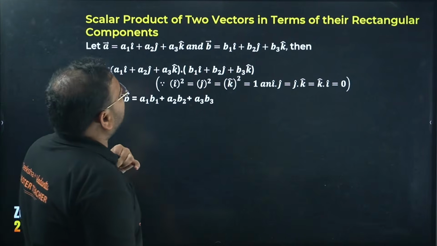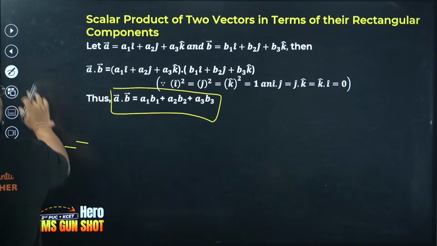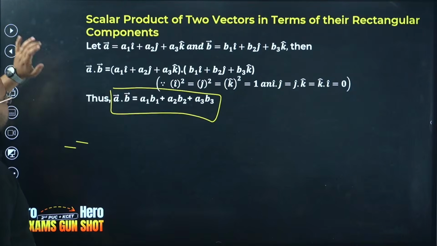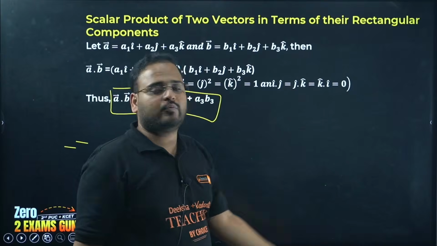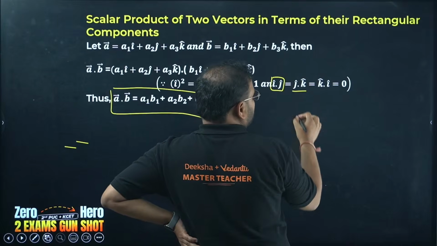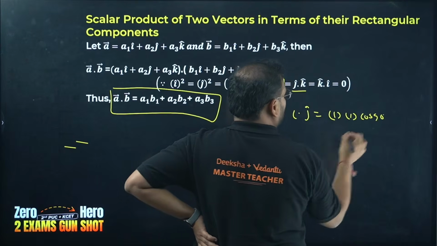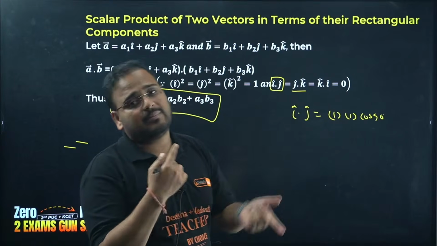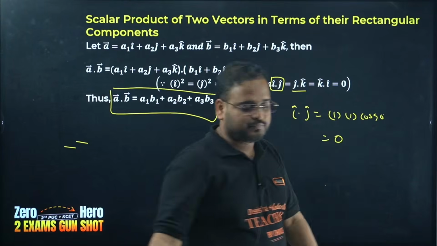Scalar product of two vectors in terms of their rectangular components, already taught you guys. Right now, check here. This is explained already, right? Because you know i dot i is 1, j dot j is 1, and k dot k is also 1. If you go with i dot j or j dot k, it will be 0, because i dot j is 1 into cos 90, because mod of i cap is 1, mod of j cap is again 1, but the angle between i cap and j cap, x and y component, is 90, so cos 90 and the answer will be 0.